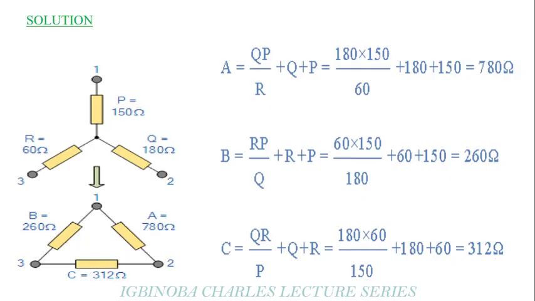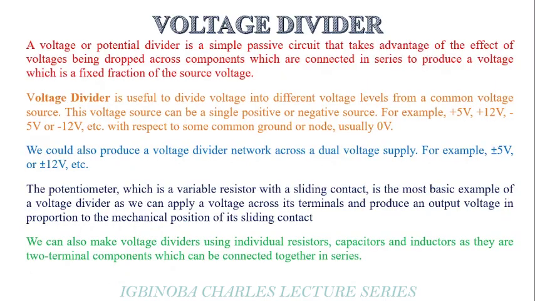Very, very straightforward. So moving forward, I'm going to look at our next topic, voltage divider. A voltage or potential divider is a simple passive circuit that takes advantage of the effect of voltage being dropped across components which are connected in series to produce a voltage which is a fixed fraction of the source voltage. So voltage divider simply means that you have a source voltage and you have resistances arranged at different points in a circuit, usually a series circuit, in order to divide the voltage at different points. So that is what we refer to as a voltage divider.